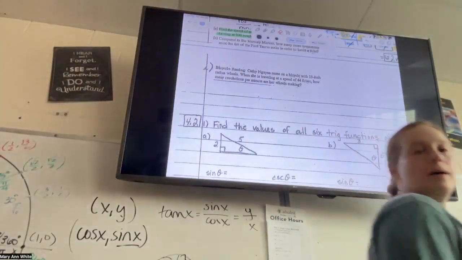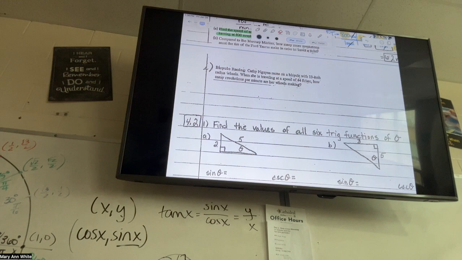Start with this letter I problem right here. And again, it's going off of what we did yesterday. So this girl, Kathy, races on a bicycle with 13-inch radius tires. When she's traveling at a speed of 44 feet per second, how many revolutions per minute are her wheels making?